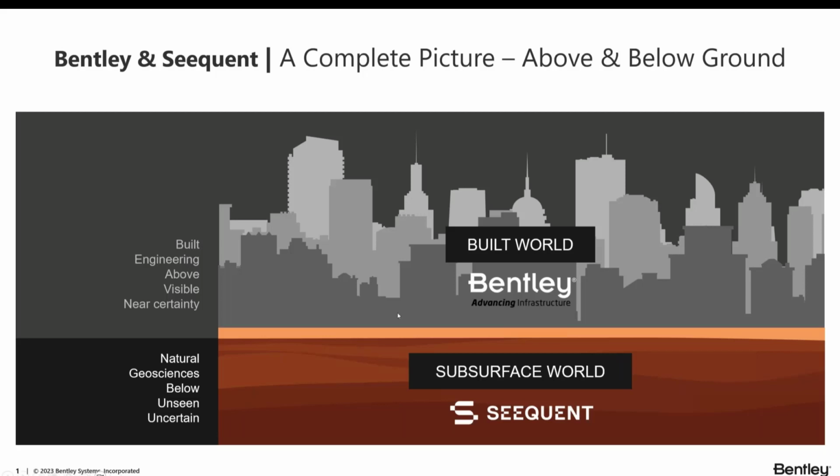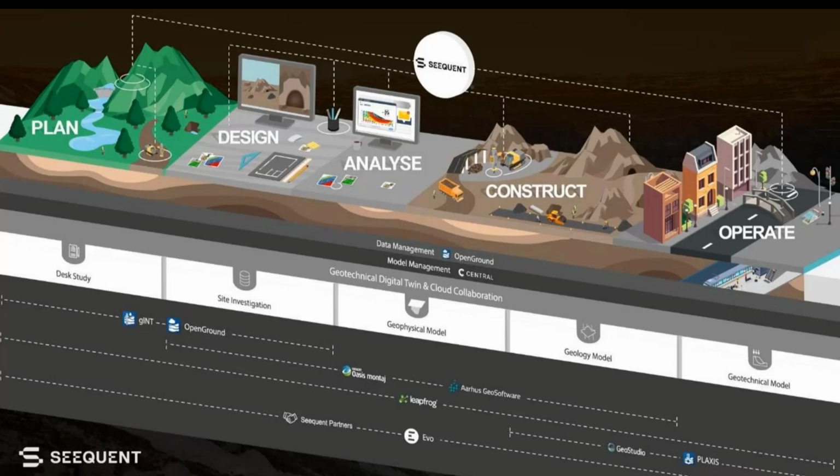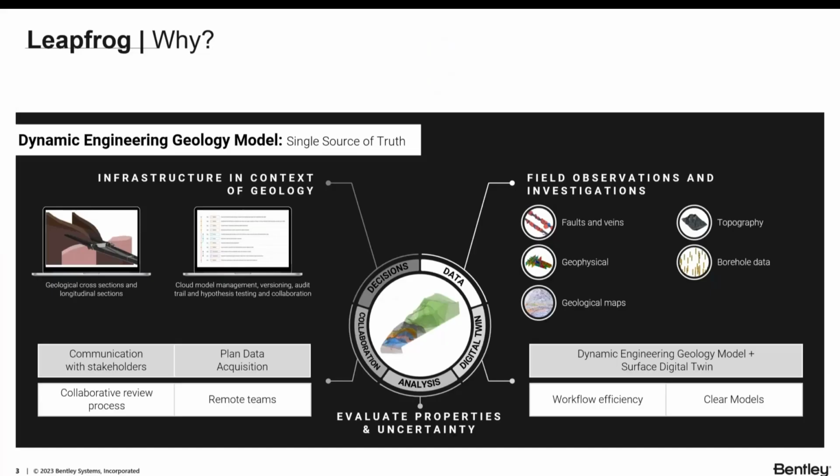And I will just quickly go through the Sequent portfolio. As you can see here, you can start working on the geological model from the desk study with the site investigations. For this, you can use GIMP or OpenGround and also Leapfrog. Then, using different information, you can create your geological model. And using that information, you can translate it to OpenTunnel Designer, and in the latest release, also to PLAXIS 3D or 2D.